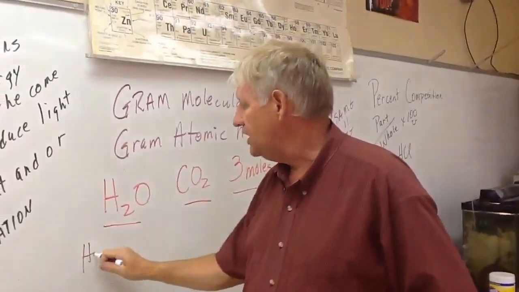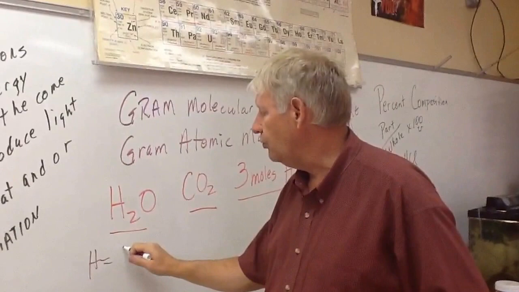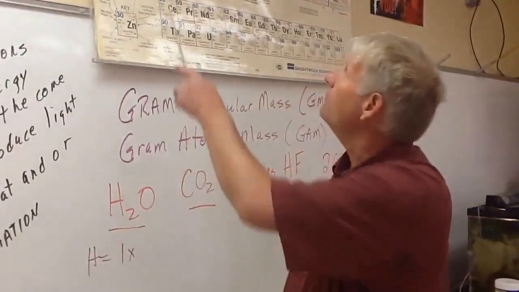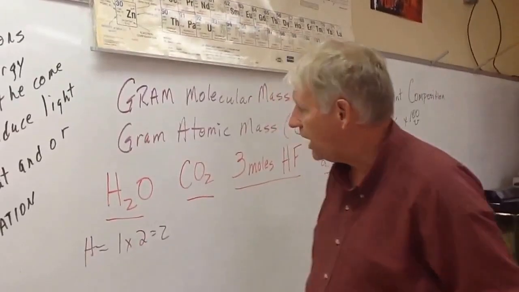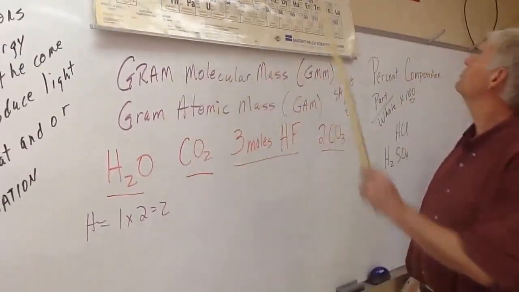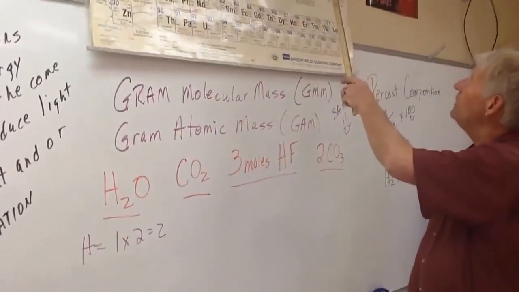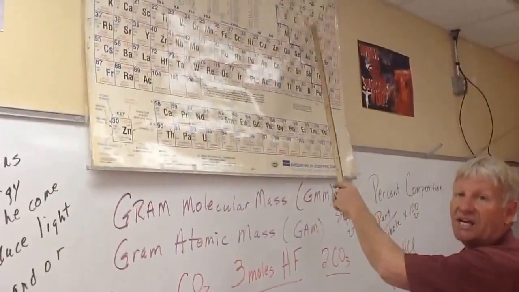So the hydrogen: there's one of them, the atomic mass is 1, and there are 2 of them, so 1 times 2 is 2. Okay? So then we look at oxygen. So we come over here to oxygen. The gram molecular mass here is 15.9994, so we're going to round that up to 16.